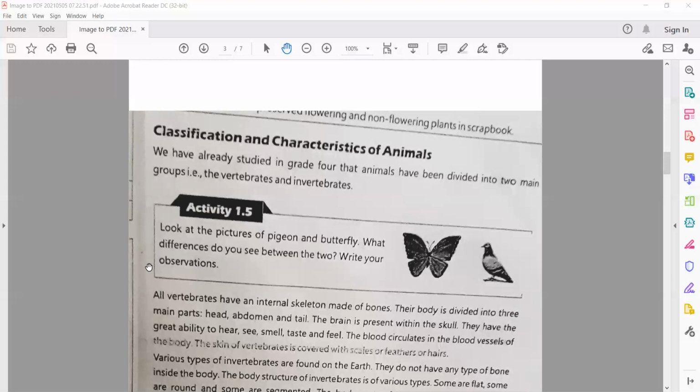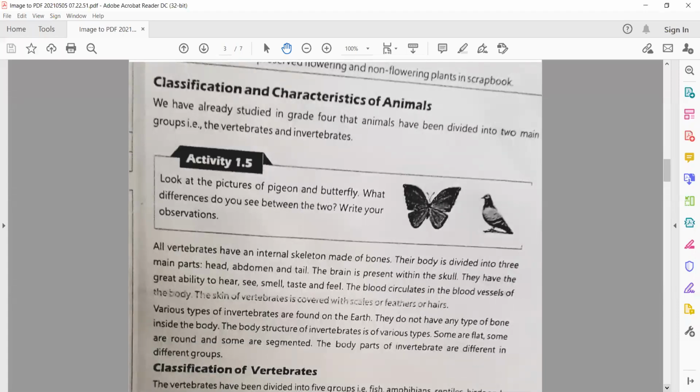Okay. Various types of invertebrates are found on the earth. They do not have any type of bone. Dear students, do you know there are more invertebrates than vertebrates on the earth?